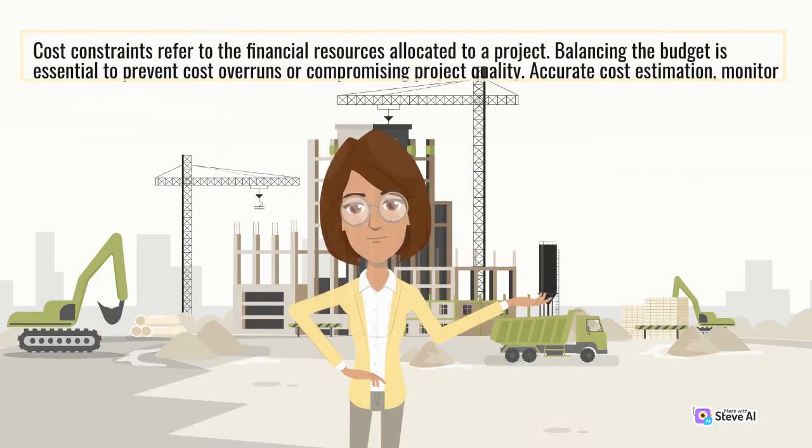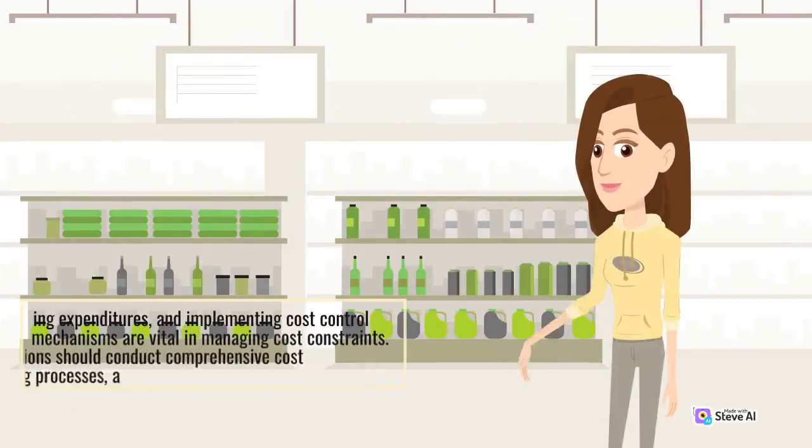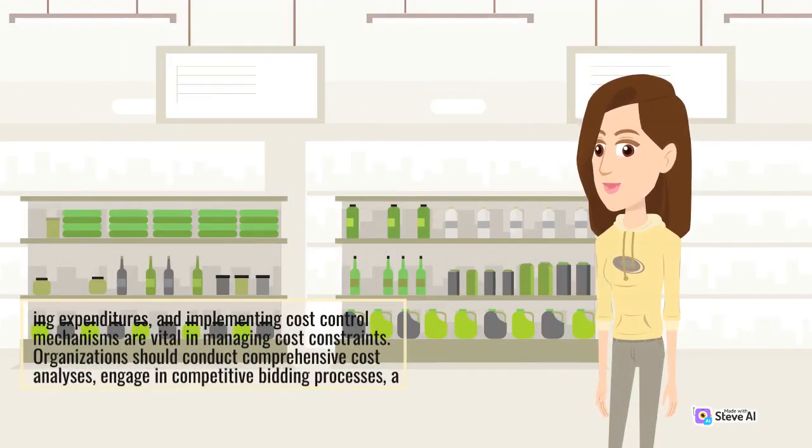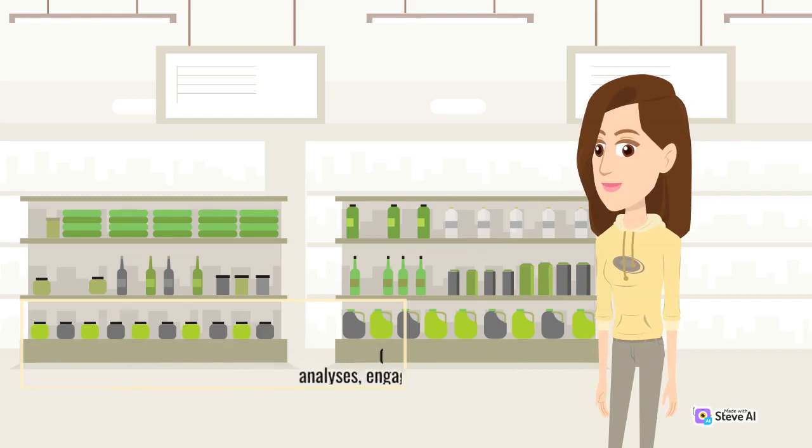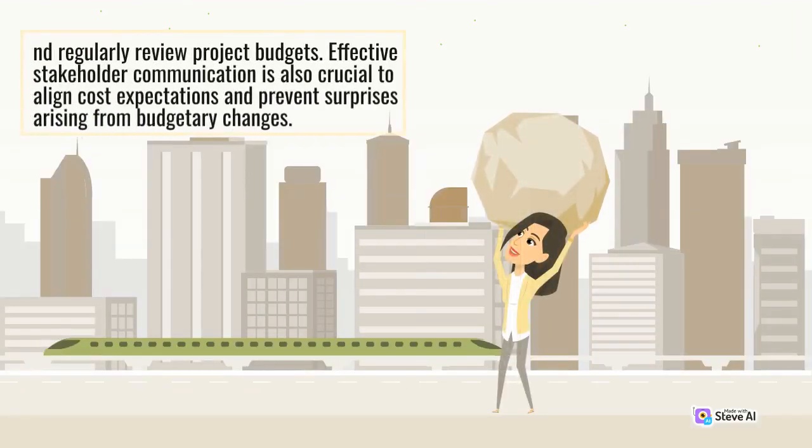Cost constraints refer to the financial resources allocated to a project. Balancing the budget is essential to prevent cost overruns or compromising project quality. Accurate cost estimation, monitoring expenditures, and implementing cost control mechanisms are vital in managing cost constraints. Organizations should conduct comprehensive cost analyses, engage in competitive bidding processes, and regularly review project budgets. Effective stakeholder communication is also crucial to align cost expectations and prevent surprises arising from budgetary changes.